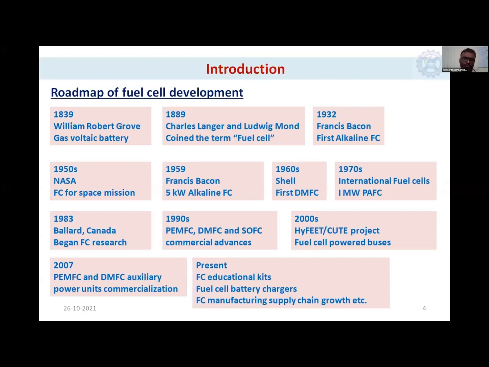And currently there has been a lot of development. Even fuel cells have found their way into educational kits. So with a couple of thousands of rupees, you can buy a fuel cell kit, and you can even assemble it yourself like a DIY kit, and demonstrate to the students. So I just wanted to emphasize that the fuel cell has reached all the way to elementary school. So that is what I wanted to emphasize here.